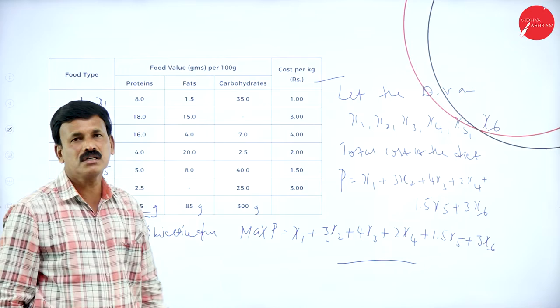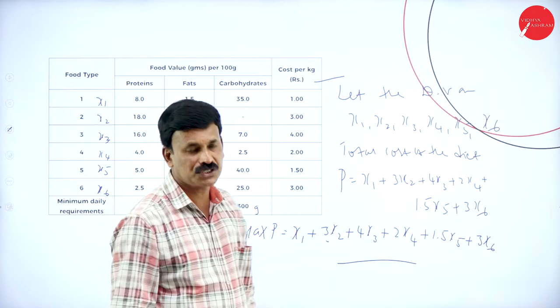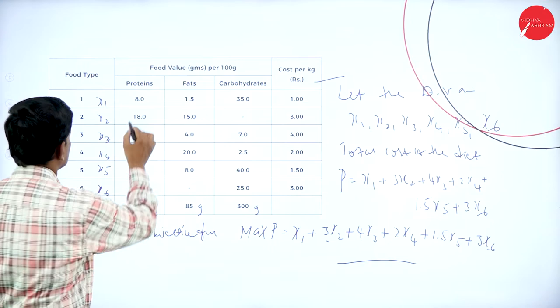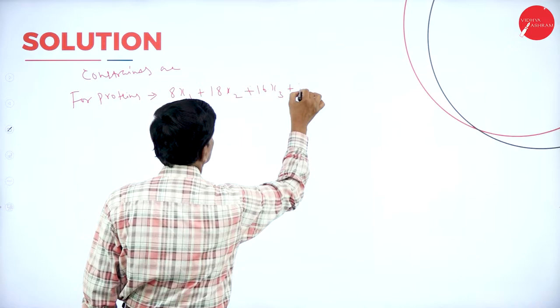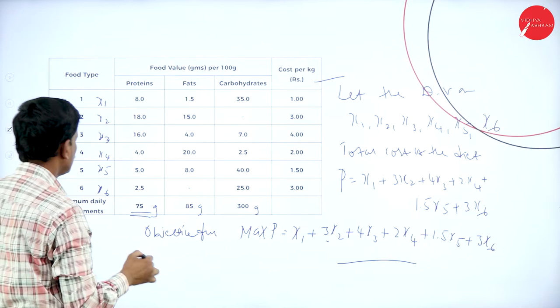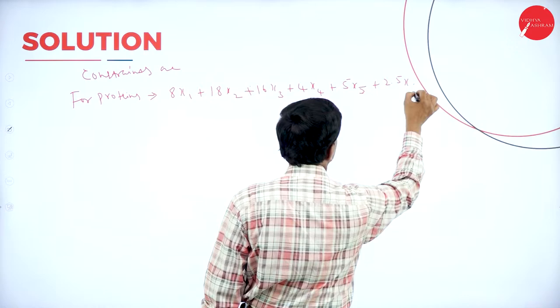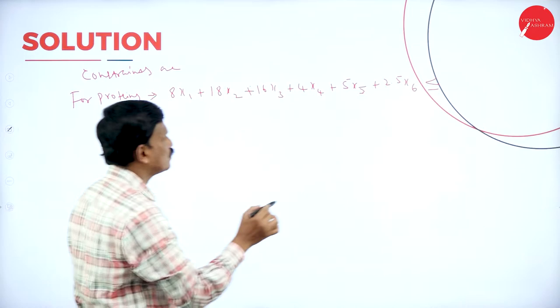Now, let us put it in the form of a mathematical equation. Subject to the constraints, for proteins, it is 8x1 plus 18x2 plus 16x3 plus 4x4 plus 5x5 plus 2.5x6 is less than or equal to 75. This is the first thing.